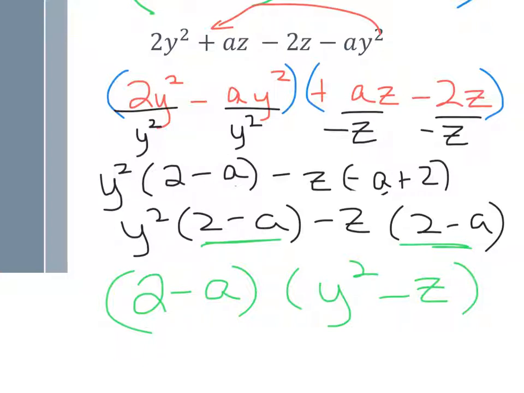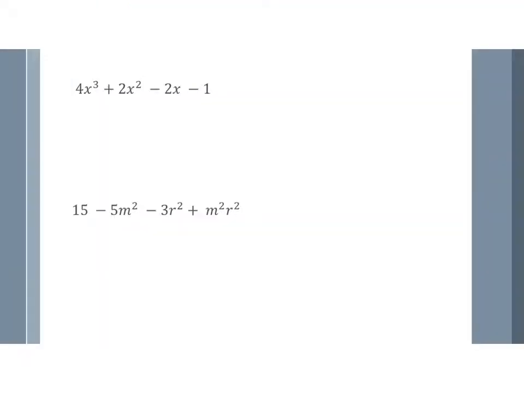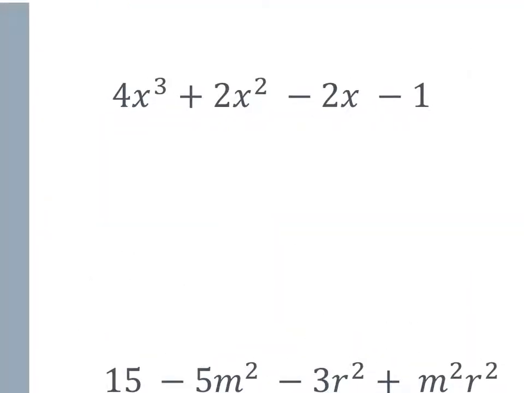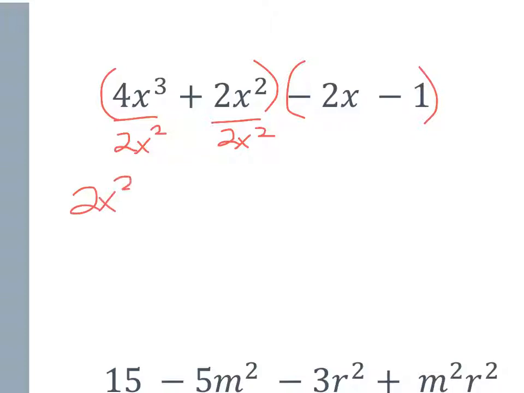Let's try another one. Pretty good? All right. This one, it's good the way it's written. So I'm going to go ahead and make my groups. My GCF of my first group is going to be 2x squared. After I divide, I get 2x plus 1.